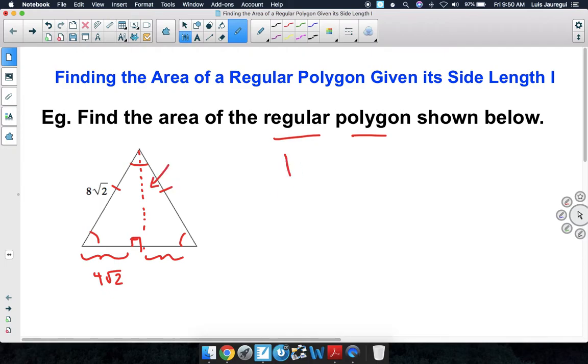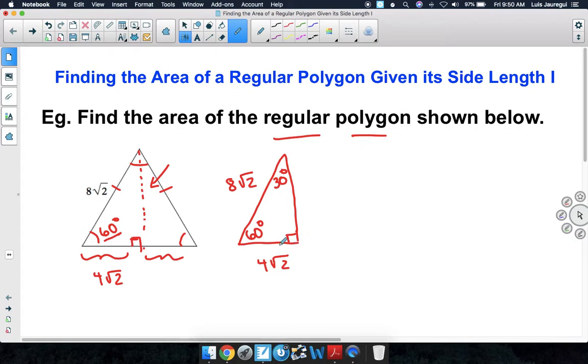Now I'm going to extract that half on the left from this particular triangle. Here's what we have. We have a 90-degree angle. This is 4 square root of 2. This side is 8 square root of 2. And I know that this is actually a 60-degree angle because we're dealing with the regular polygon. The sum of interior angles in a triangle is 180, and 180 divided by 3 congruent angles gets me a measure of 60 degrees. So this is 60 degrees, and this is also 30 degrees.